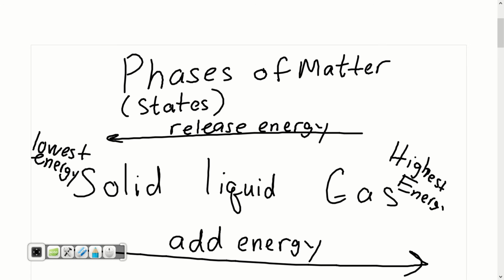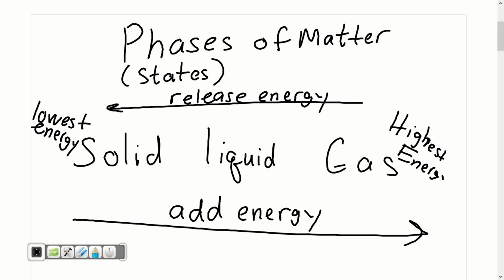So, for phases of matter, we already know there's solid, liquid, and gas. We're not going to involve plasma at all. What we're interested in this unit is reviewing which state of matter has the highest energy, which has the lowest, and as I change from one form to another, am I adding energy or releasing energy? So, we already know solids have the lowest energy.